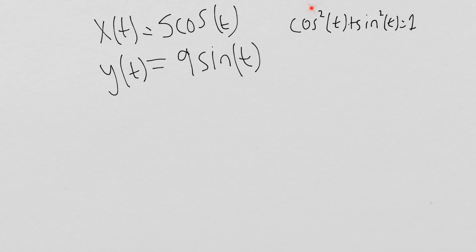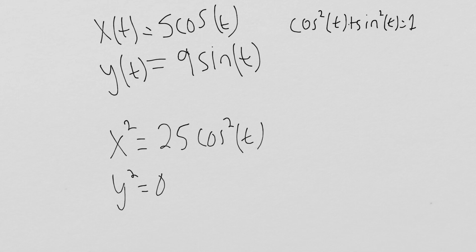And if we want to use this identity, we're going to have to make sure cosine and sine are squared. So the first thing we can do is just square our two things. So we get x squared equals 25 cosine squared, and y squared equals 81 sine squared. All right, and this is the piece we want.